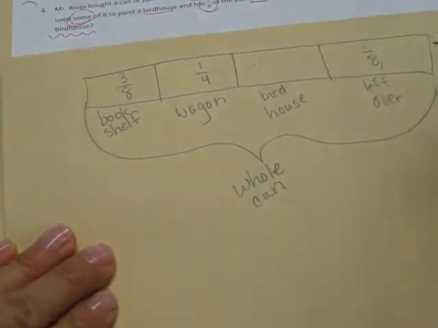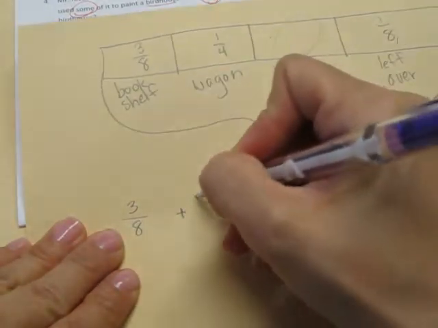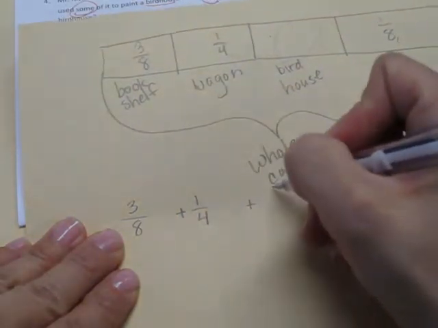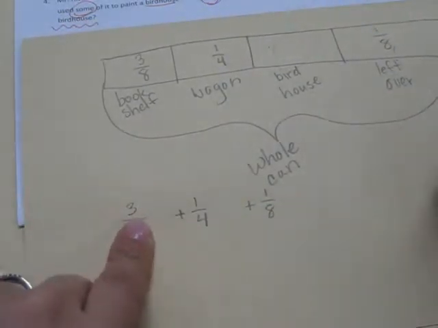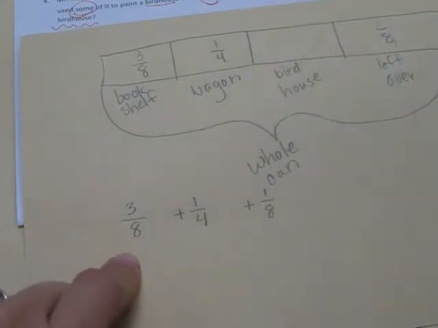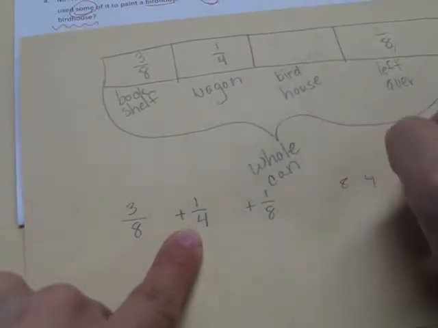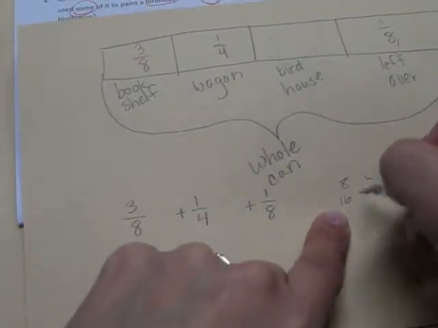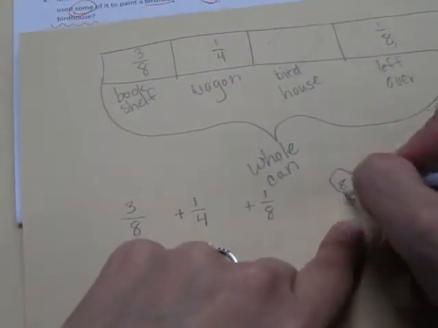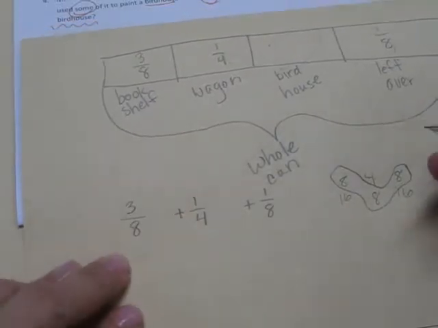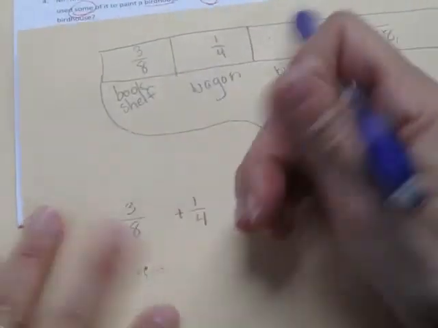So instead of having 2 fractions, I now have 3. No biggie. 3/8 plus 1/4 plus 1/8. This is going to tell me what we have used or what's left over. So I need to find a common denominator. So my denominators I have are 8, 4, and 8. 4, 8, and I knew that right away. So there is my common denominator. My common denominator is going to be 8.